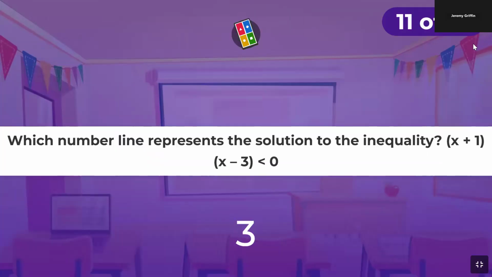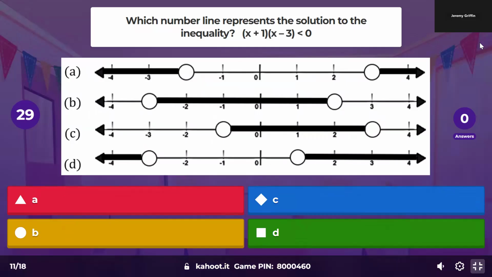Which number line represents the solution to this inequality? x plus 1 times x minus 3 is strictly less than 0.